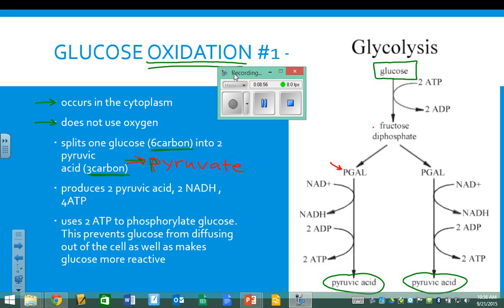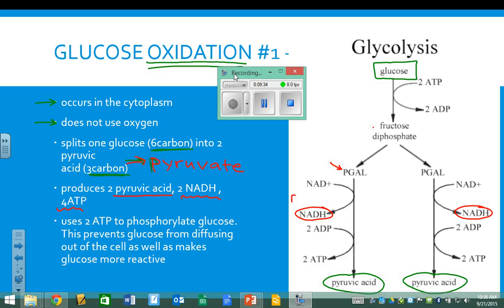You also need to know in terms of energy molecules what's produced. So I have 2 pyruvic acid, we saw. I also get 2 NADHs and 4 ATPs. So I'll show you 1, 2 NADHs. So NAD is like NADP that we used in photosynthesis, same kind of molecule. It just doesn't have the phosphate group on it, so we don't use the P. When it doesn't have the H, it's oxidized. When it has the H, it's reduced.